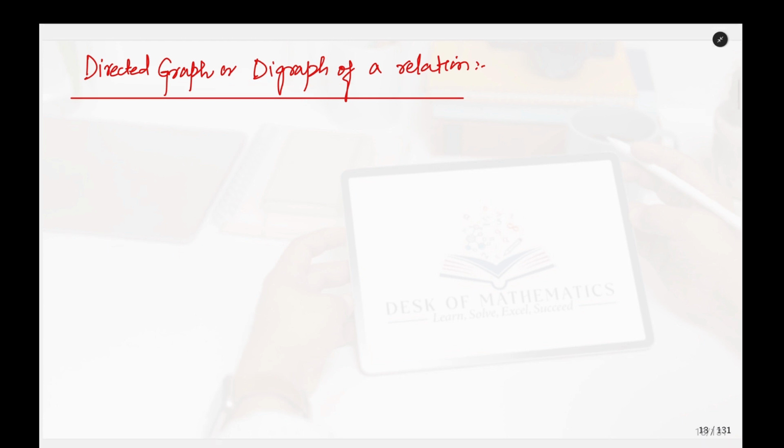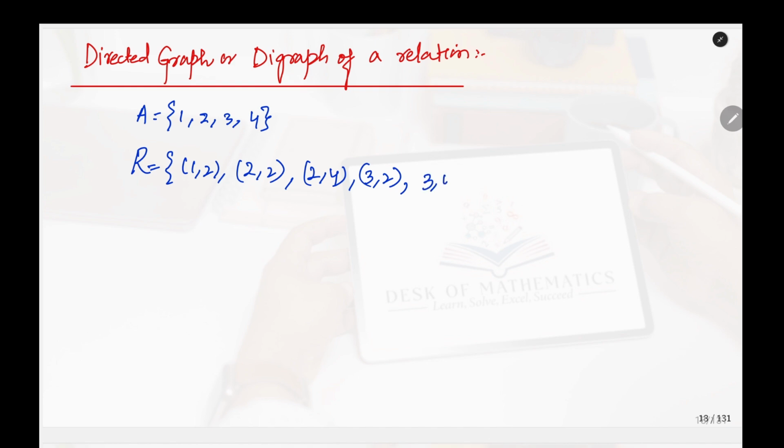Now the last topic in relations is the directed graph, or digraph, of a relation. This is also a topic of graph theory, so I just want to give an overview of this topic. If you have a relation, for example, A is {1, 2, 3, 4}, then your relation is defined as {(1, 2), (2, 2), (2, 4), (3, 2), (3, 4), (4, 1), (4, 3)}.